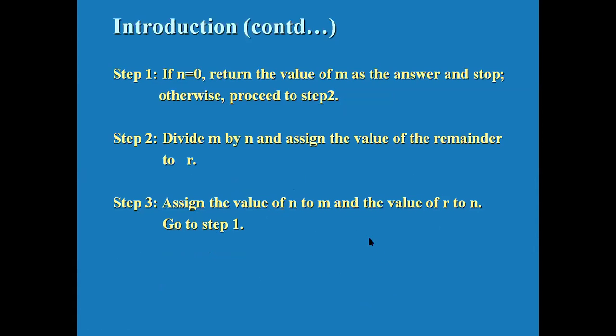So the algorithm steps are like this. Step 1: if n is equal to 0, return the value of m as an answer and stop. Otherwise, we proceed to step 2. In step 2, we divide m by n and assign the value of the remainder to r. In step 3, assign the value of n to m and the value of r to n and go to step 1.